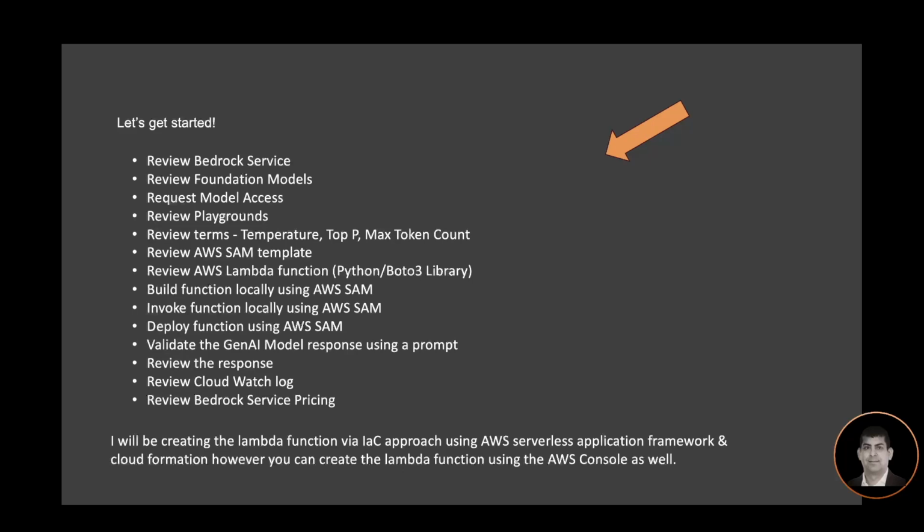Let's get started. We will review the Bedrock service and foundation models, request access to a model, and review the playground provided by AWS and some key terms like temperature, top P, and max token count. We'll review the SAM template and Lambda function. We'll build this function using AWS SAM, then invoke it locally and deploy it. We'll validate the generative AI model response using a prompt. I'm going to use Postman to invoke my API. We'll review the response and CloudWatch log, and then we'll review some pricing.